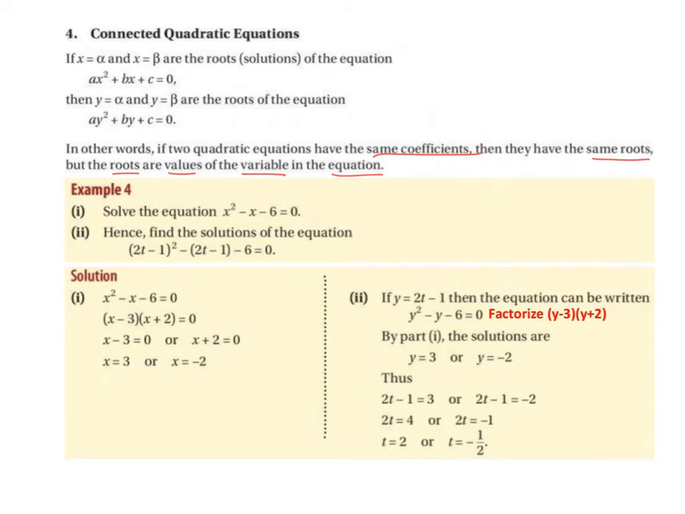And then we do the same over here. So where we had y is equal to minus 2, we swap the y for 2t minus 1, and that's equal to minus 2. We bring the minus 1 over the other side, it becomes plus 1. Minus 2 plus 1 is minus 1, and minus 1 divided by 2 is minus a half, so t is equal to minus a half.